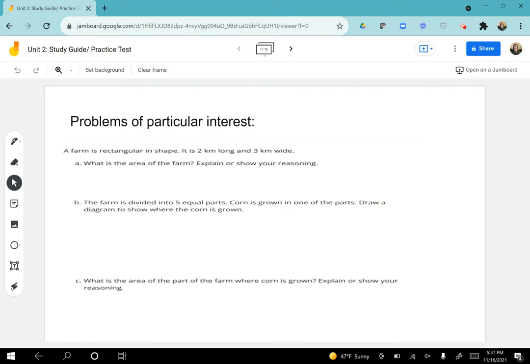So, this first question states a farm is rectangular in shape. It is 2 kilometers long and 3 kilometers wide. What is the area of the farm? So this is a pretty straightforward question. If we understand that the area of a rectangle is simply equal to length times its width, we'll multiply 2 by 3, and that'll give us an area of 6 square kilometers.